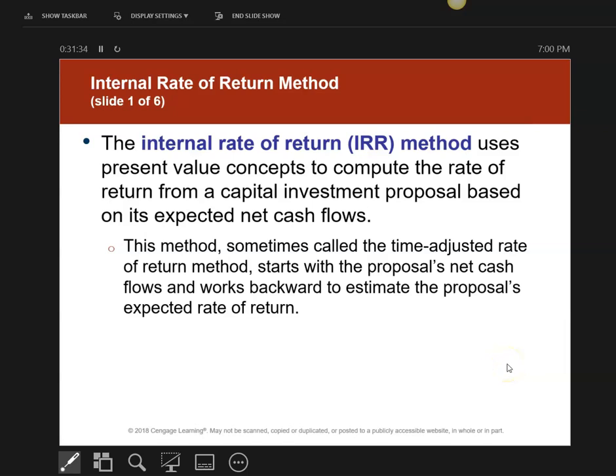Finally, the last part of this chapter is the last method called the internal rate of return, or the IRR. And this uses the present value concept to calculate the rate of return from any investment. Think of this as working it backwards. So here we're going to actually use our present value of the annuity chart, and we're going to work it backwards to find our interest rate.